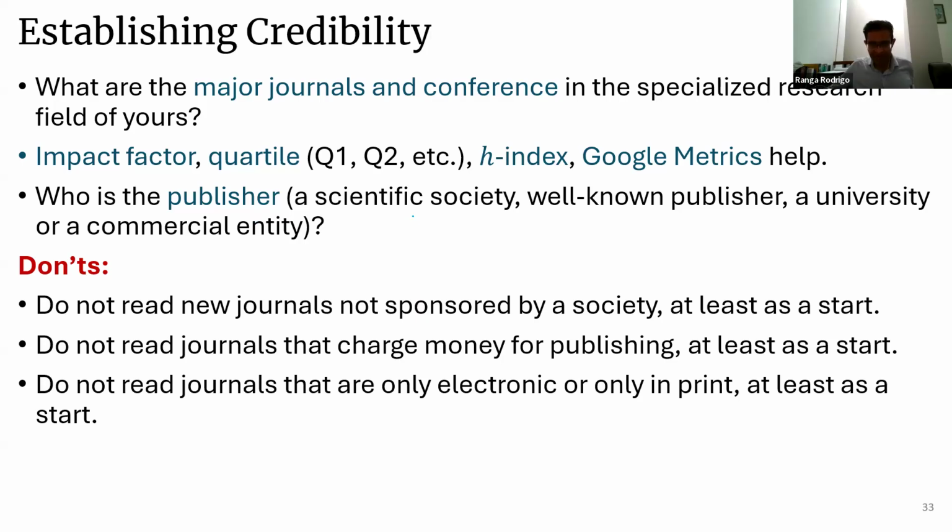Who is the publisher? A scientific society, a well-known publisher, a university, or a commercial entity. That's important. And the number of citations is very important. Do not read new journals or journals not sponsored by a society, at least as a start. Do not read journals that charge money for publishing, at least as a start. Do not read journals that are only electronic or only print, at least as a start. So these are the rules in establishing credibility.